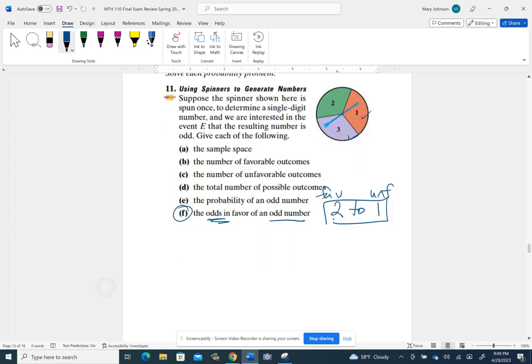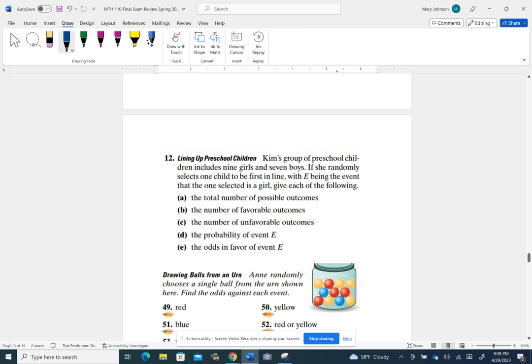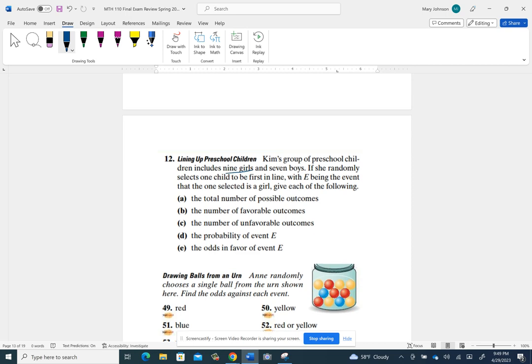Then they suggested we look at 12E, odds in favor of event E. So let's see what's going on here. We've got a group of preschool children with 9 girls and 7 boys. She's going to select one child to be first in line, with E being the event that the one selected is a girl. Okay, so 9 girls. This is the one with odds in favor of selecting a girl. So there's 9 girls, and then there's 7 that are not girls. So that would be the odds in favor of getting a girl.